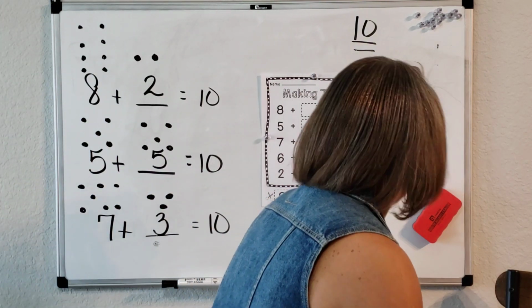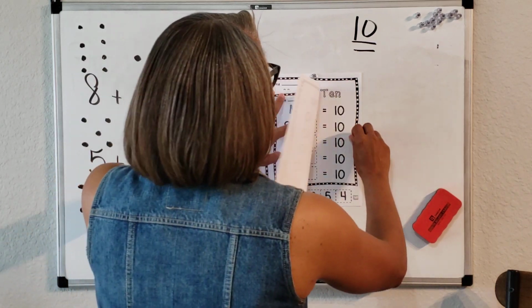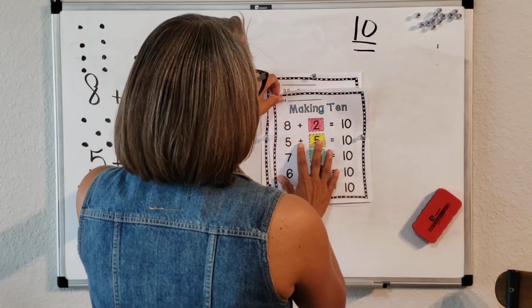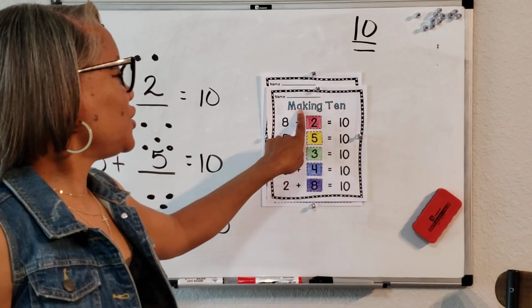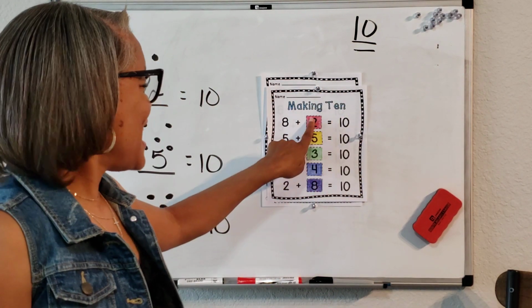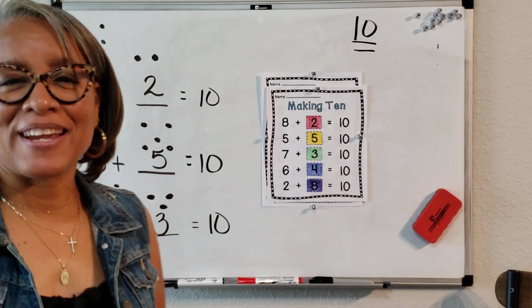Okay, so when you finish your worksheet, it should look just like this. When you're all finished, make sure you count making 10, and you're going to color the squares, okay?